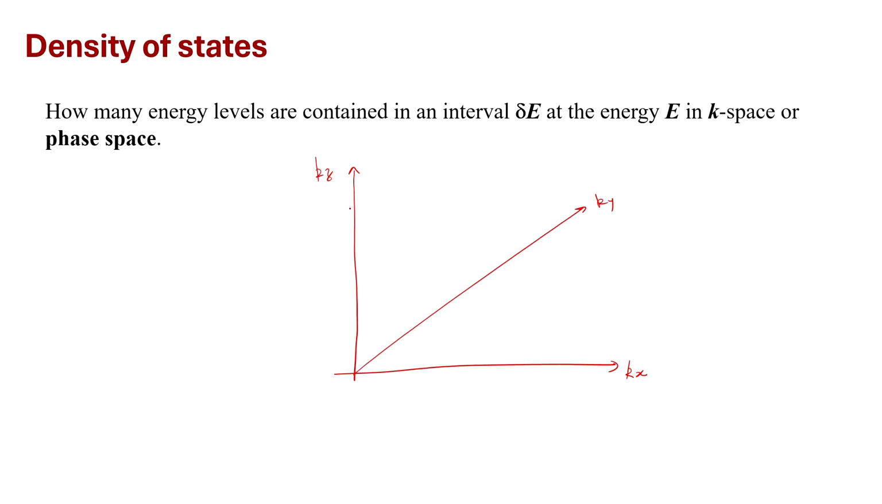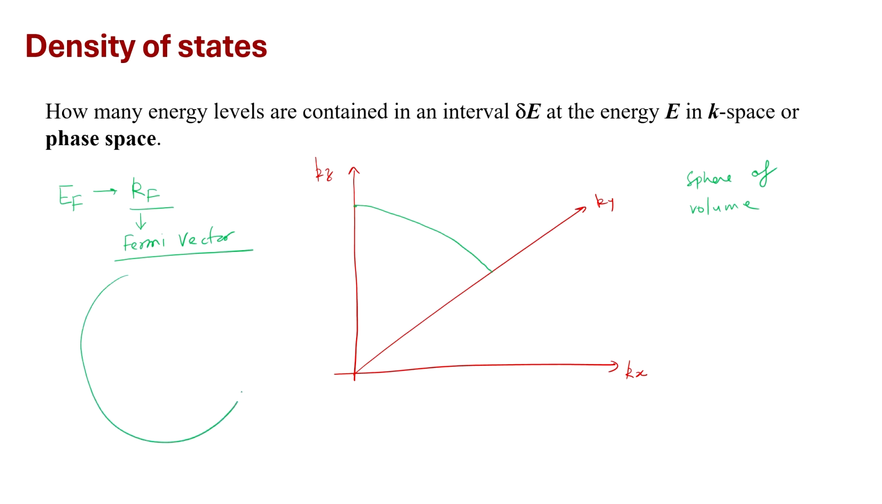So, this is like a sphere, a sphere of volume. Corresponding to EF there is a wave vector called KF, which is called the Fermi vector. This defines the upper limit of the Fermi sphere. So, you will have a sphere like this whose radius is KF, and all the K points that we are considering will be inside this sphere.